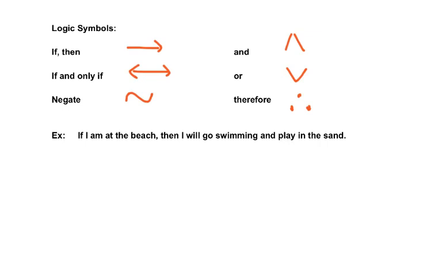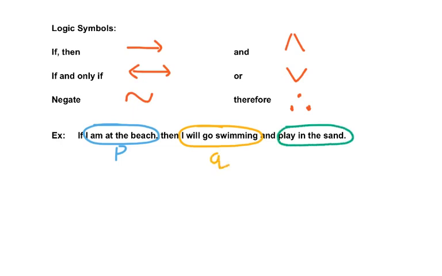So, we have an example here. If I am at the beach, then I will go swimming and play in the sand. So let's say I am at the beach is going to be our P. I will go swimming is going to be our Q. And let's make playing in the sand R.